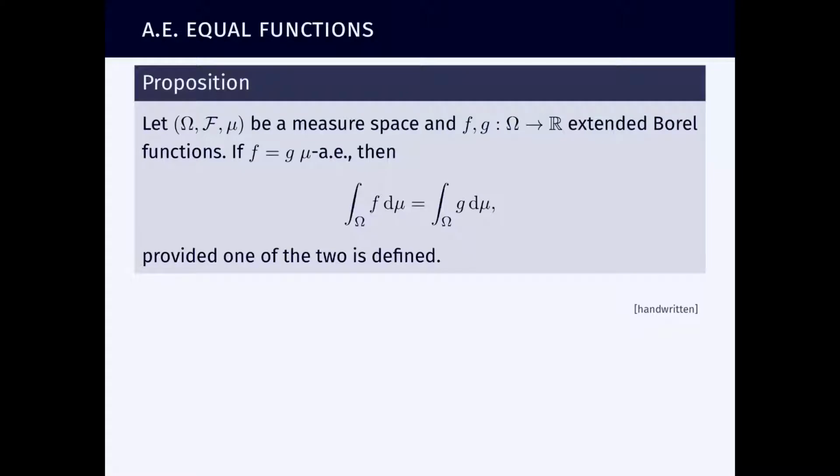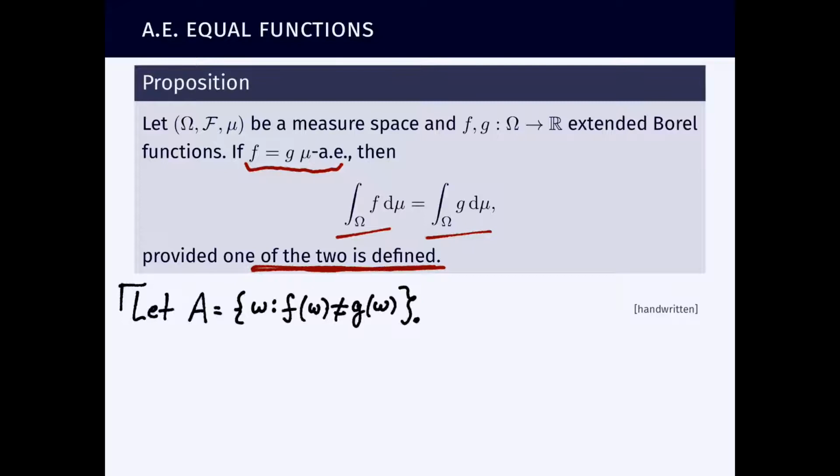And what this proposition is saying is that integrals really don't care about the difference between two functions that are equal mu almost everywhere. To make this precise, it says that if f equals g mu almost everywhere, then their integrals are equal, provided one of the two is defined. So unless they are both undefined, one of them will be defined, and that will imply that the other one is also defined and takes exactly the same value. Let's see how we can prove this proposition.